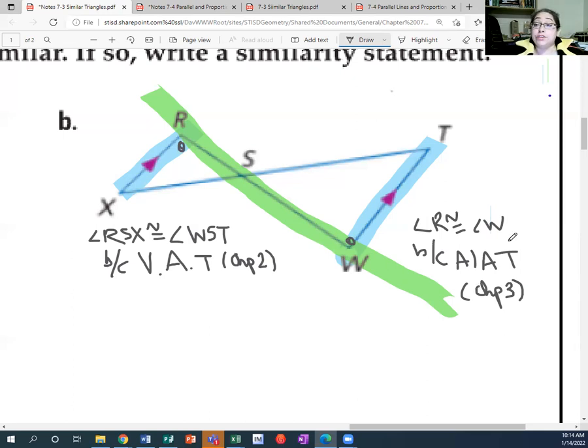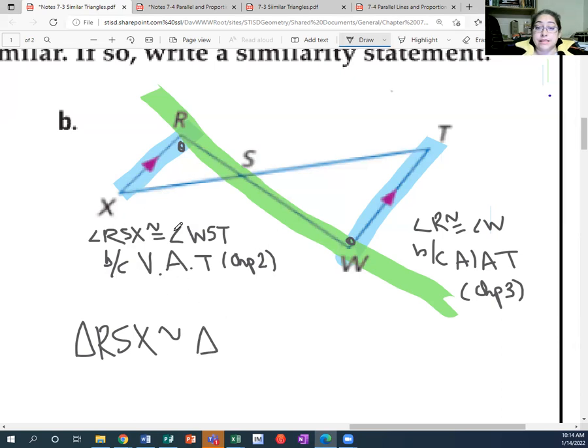Oh, hey, I have two pairs of angles congruent. All right, these triangles are similar. All right, triangle RSX, that's the triangle on the left, similar to triangle.